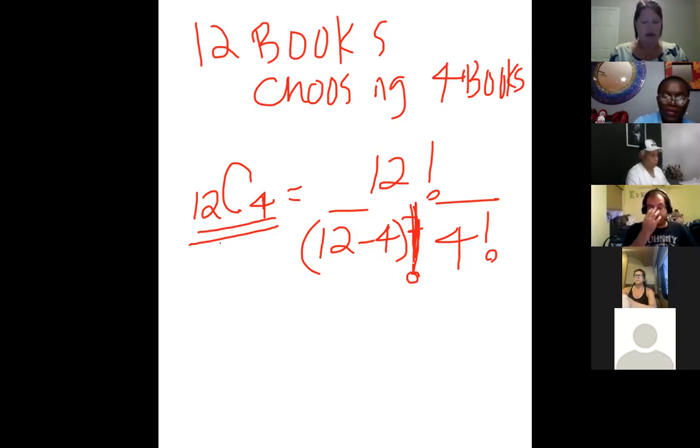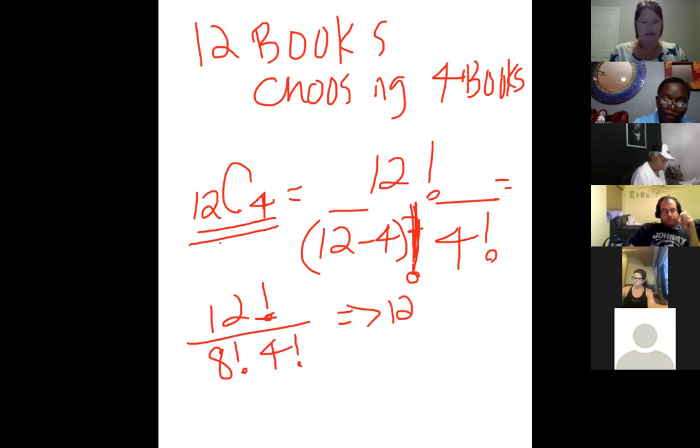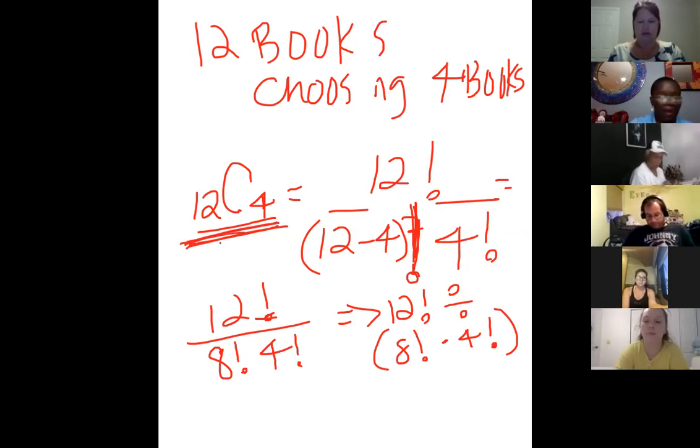Now, here's how we simplify this, guys. 12 factorial over 12 minus 4, which gives us 8 factorial times 4 factorial. By the way, 8 factorial times 4 factorial doesn't give you 32 factorial, so be careful with that. When you type it into the calculator, you would do 12 factorial divided by, open parentheses, 8 factorial times 4 factorial, and close the parentheses. Now, I want you guys to give it a try, and then we'll play around with the NCR, okay?